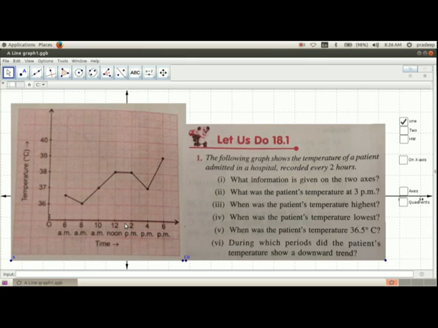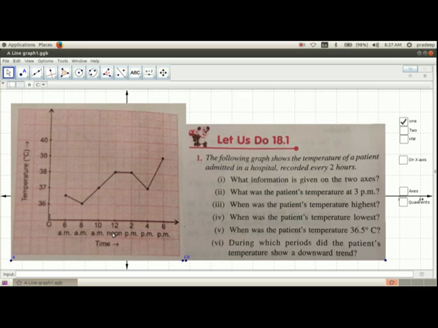Hi students, this is a question taken from your textbook. Here you are given a graph, and after analyzing this graph you have to answer all these 6 questions. In this graph, this is showing the temperature of a patient admitted in a hospital, and it is taken after every 2 hours. The first question here is, what information is given on the 2 axes?